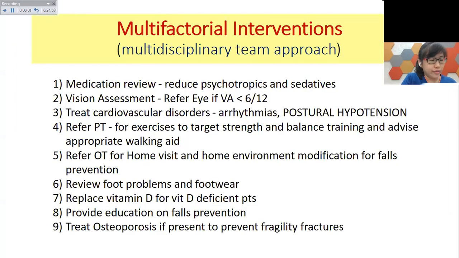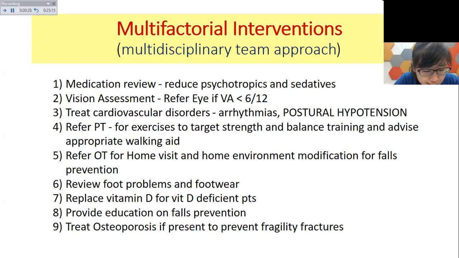Now, after having multifactorial assessment, we will move on to coming out with multifactorial intervention that's individualized and best delivered through a multidisciplinary team approach. So we review the medications, ensure to reduce psychotropics and sedatives.